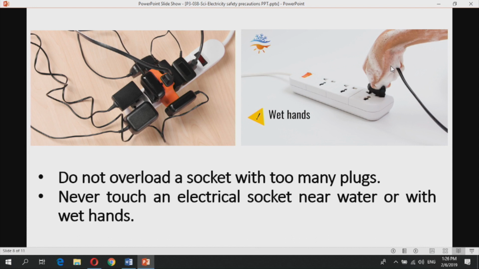And you see this hand here? Yes. Wet. You see all the soap on the hand? Is this safe or dangerous? Dangerous. Very, very dangerous. Never touch an electrical socket near water or with wet hands. If your hands are wet, never touch anything electrical, okay?